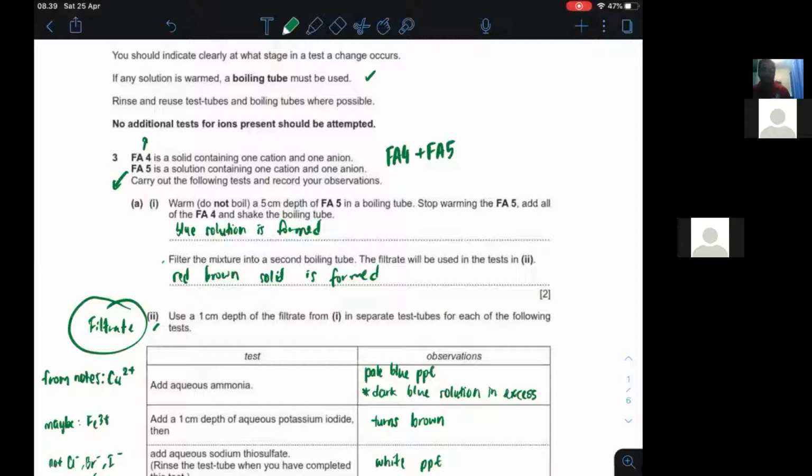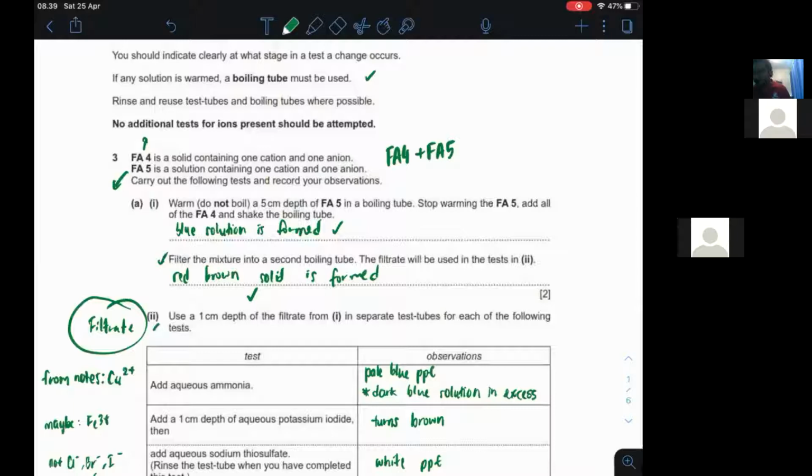You will see a blue solution is formed. This one I wrote for you. You will see a blue solution being formed. If you look at the bottom of the test tube, or the bottom of the boiling tube, you will see some kind of red-brown solid. A red-brown solid is formed when you mix. And even if you filter, since it's a solid, it's a precipitate, you can see a red-brown solid as the residue.